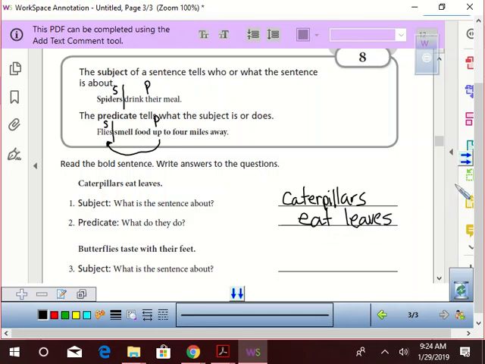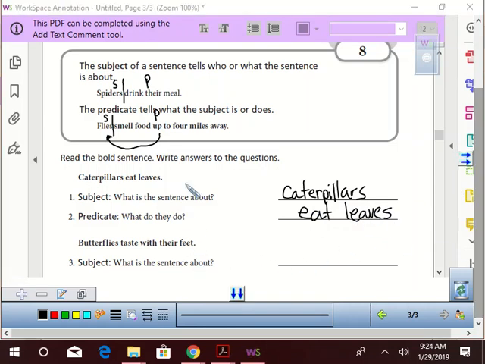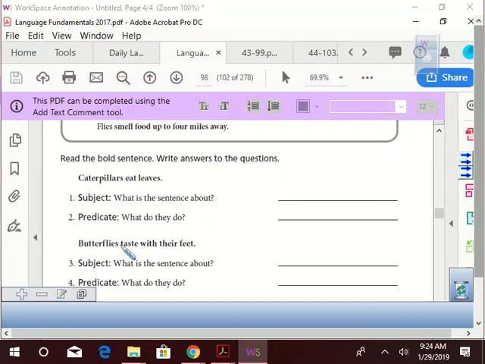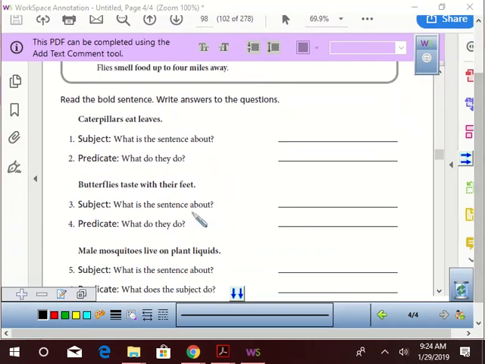All right? I'm not going to do this next one. I'm just going to read through it. Ready? Because I want you guys to get this practice. It says, butterflies taste with their feet. Right? Butterflies taste with their feet. All right? That's the sentence.